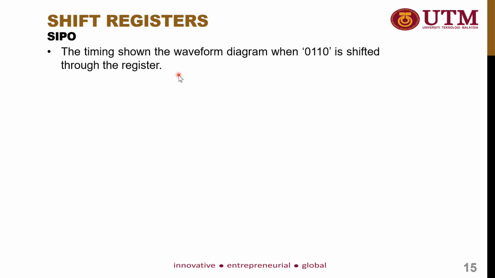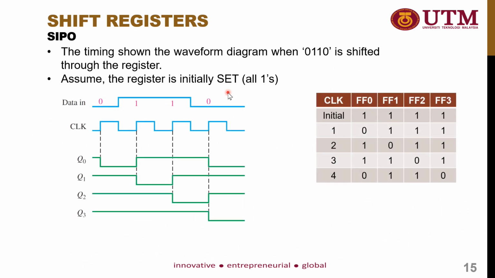The waveform diagram shows the timing when 0, 1, 1, 0 is shifted through the register. This example shows how you can observe the operation of SIPO. Right now we want to transfer the data 0, 1, 1, 0. Assume the register is initially set. So this time we are considering the set situation, where Q0, Q1, Q2, and Q3 will become 1.